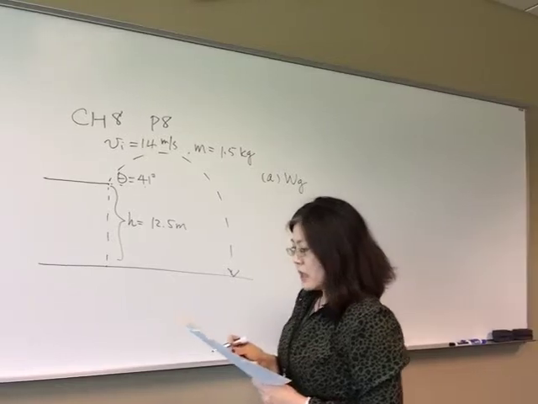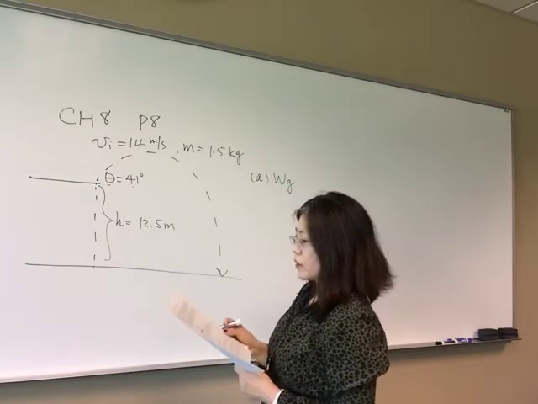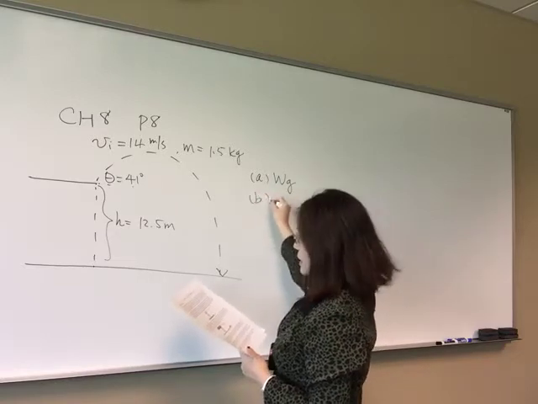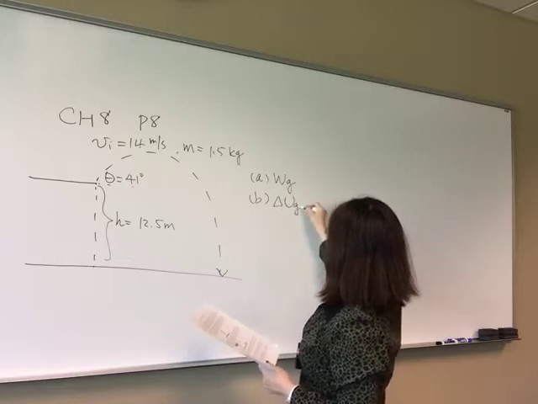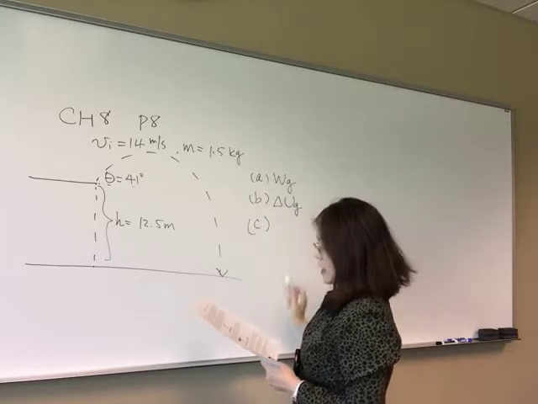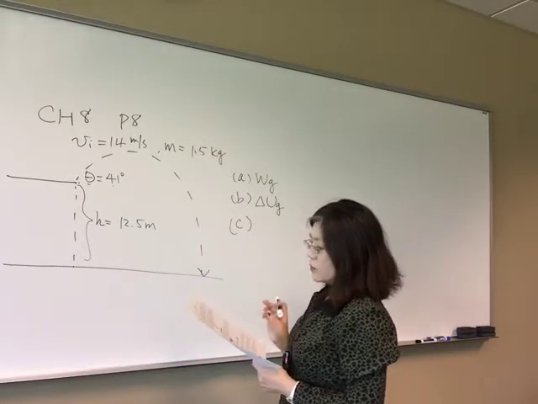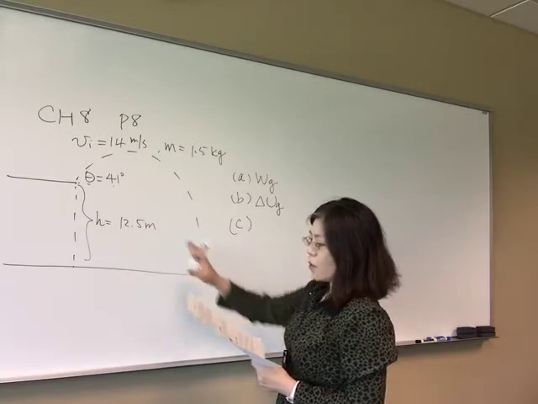Okay, and you're asked to find the change in the gravitational potential energy of the snowball-Earth system during the flight. So what is the change in gravitational potential energy? So you want to calculate delta U, that's due to gravitation. And the last part is that if the gravitational potential energy is taken to be zero at the height of the cliff, what is the value when the snowball reaches the ground?